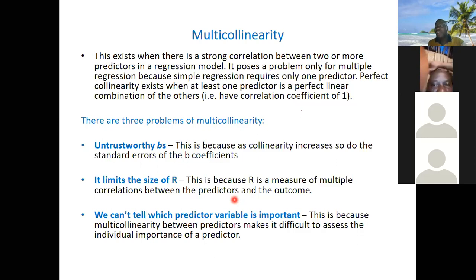So when you have multicollinearity, it is going to affect it. It will limit the size. You can't tell which predictor variable is important, because when you have it, you won't know which of these collinear predictor variables is important. Let me entertain questions before we go and run. As we are running, we're going to be talking about some of these issues practically.